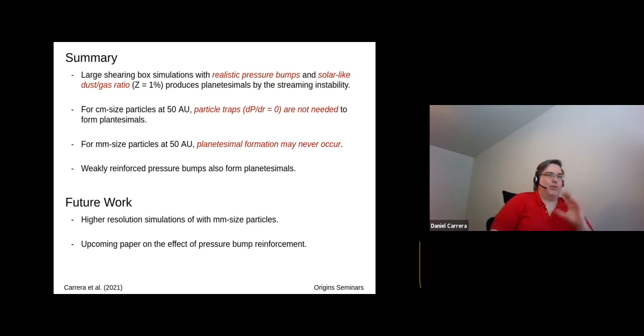And we have some tentative results that we're currently working on that suggest that weakly reinforced pressure bumps also form planetesimals, possibly at lower efficiency. And we're still working on this. Work never ends. I'm currently working on more simulations, at high resolution with a million particles, to really figure out whether they will form planetesimals or not. And I will get back to you soon, I hope. And we're finishing up a paper on the effect of bump reinforcement. Thank you all for listening, and I'll take your questions.